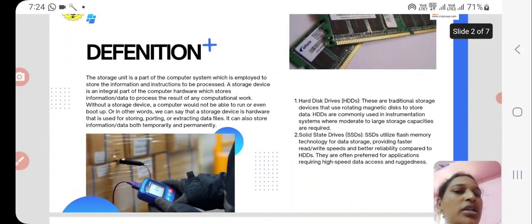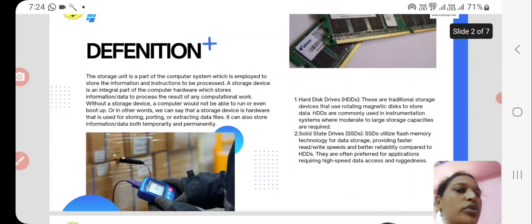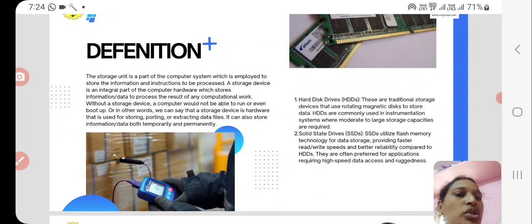In general, a storage unit is a part of a computer which is employed to store information and instructions to be processed. A storage unit is an integral part of the computer hardware which is used for storing the processed results of any computation work. Without a storage device, a computer would not be able to run or even boot up. It can also store information both temporarily and permanently.